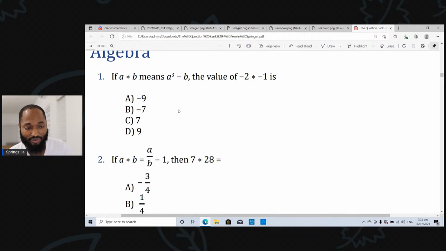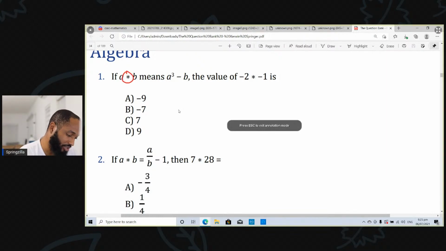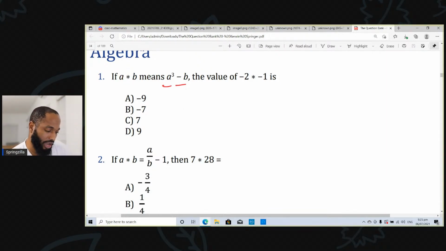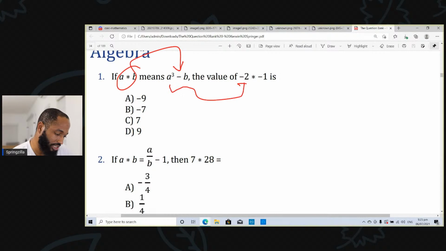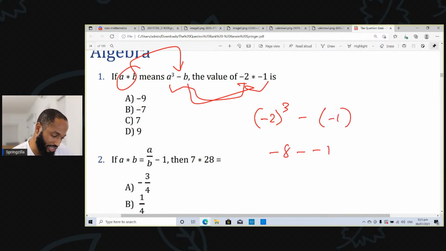A star B. This is binary operators. So A cube minus B is what this means. This is a fancy form of substitution. So just take this, put that there, take this, put that there. Negative 2 cubed. This is really testing if you know what negative 2 cubed is. It is negative 8 minus negative 1. So negative 8 plus 1, negative 7. B is the answer. Lovely. Let's do the next one.